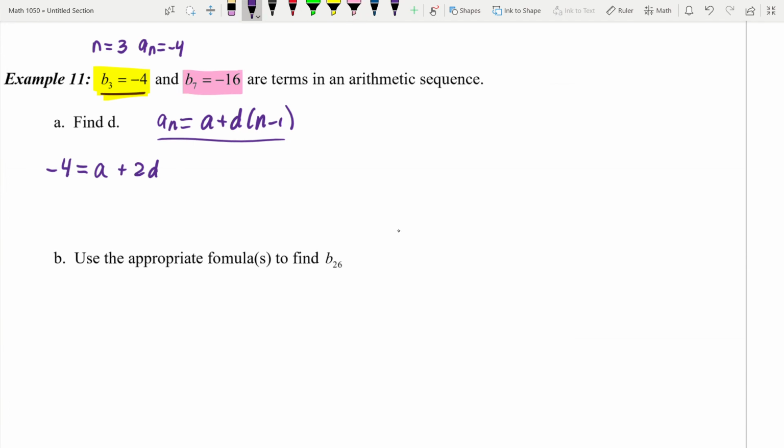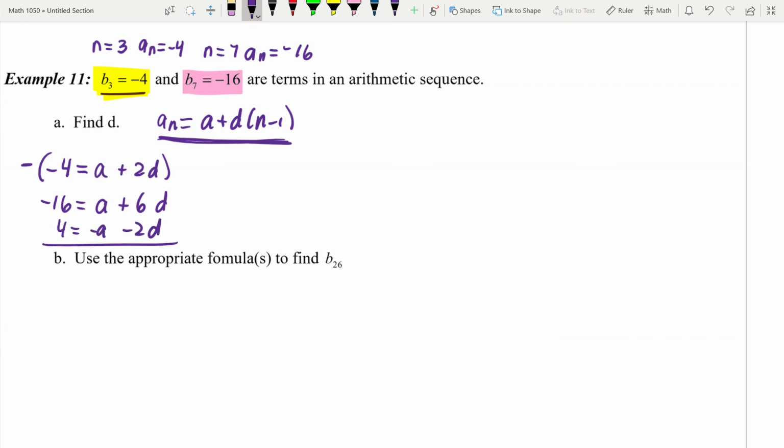What can I gather from that? I know that when n is 7, then a sub n is -16. I'm going to plug that here. So I'm going to say -16 equals a plus, then you have a d, the n is 7, 7 minus 1 is 6. Okay? Elimination, change the signs of whichever one you want. I'll do the top one. Okay? And I have 4 equals -a minus 2d. The a's go away. -12 equals 4d. Divide, and I get d equals -3.